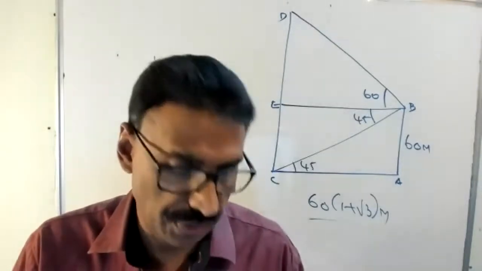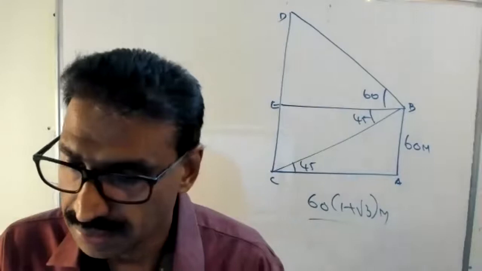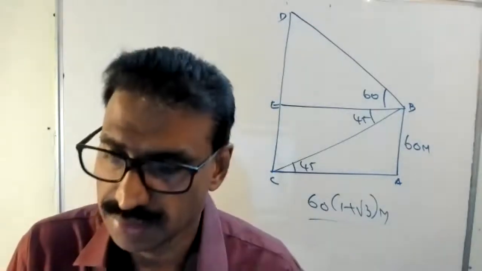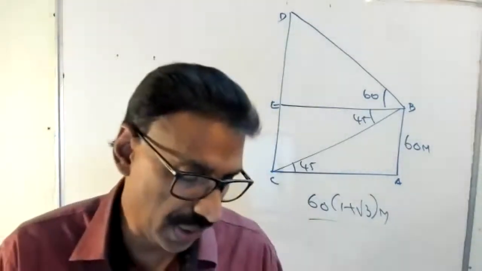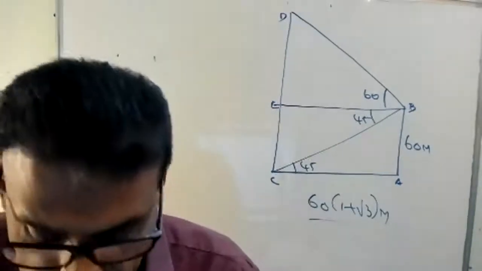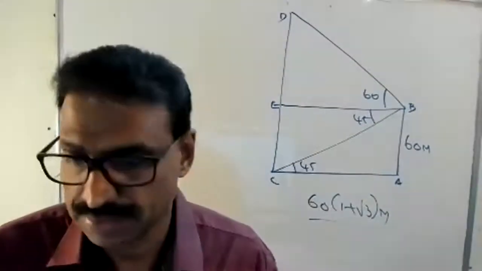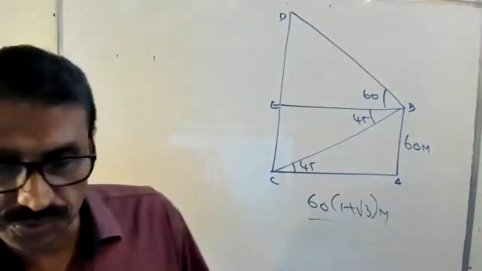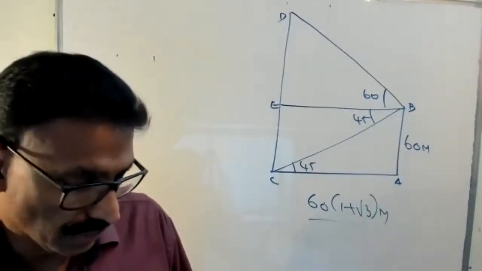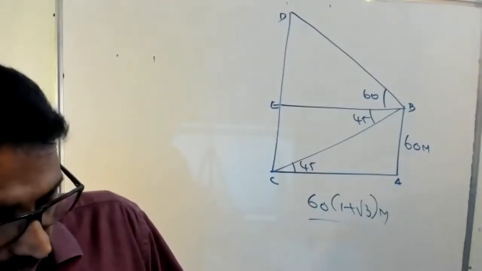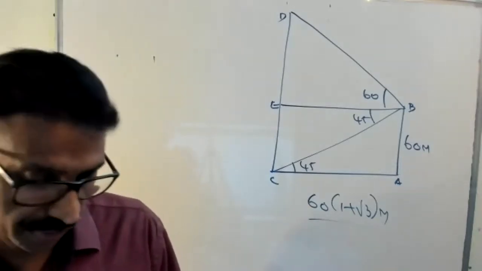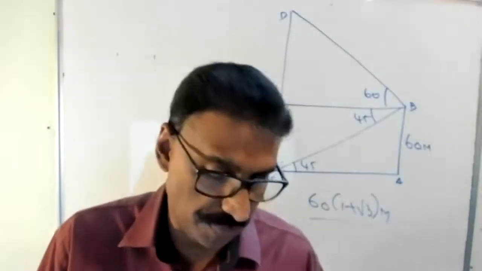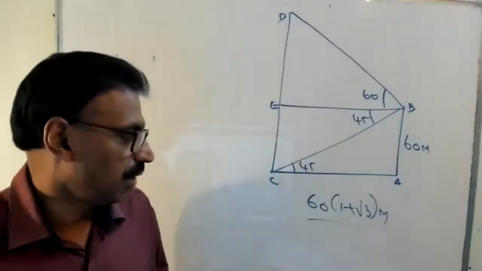From a window 60-meter height above the ground of a house in a street, the angle of elevation and depression of the foot and top of another house in the street are 60° and 45°. Show that the height of the opposite house is 60 into 1 plus root 3 meter.